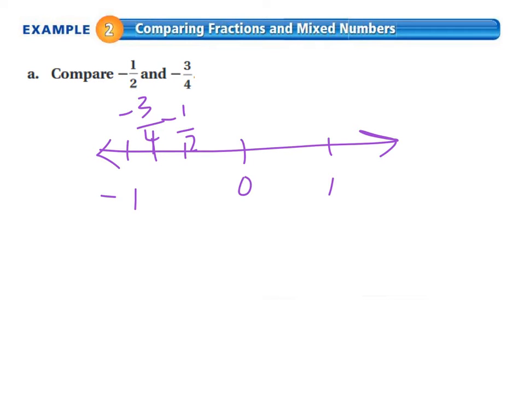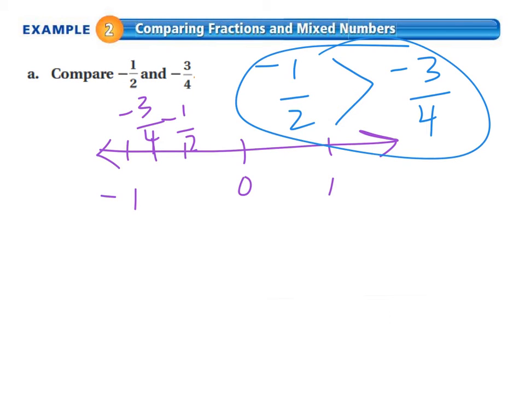So when I'm comparing these, I'm going to write them out, -1/2, -3/4, and I'm going to put either a less than, greater than, or equal sign in between. Well, remember, numbers to the left on the number line are smaller, numbers to the right are greater. This -1/2 is on the right side, so I'm going to put the greater than sign there. And that's my answer. Don't just put them on a number line, you need to actually write this part out right there.